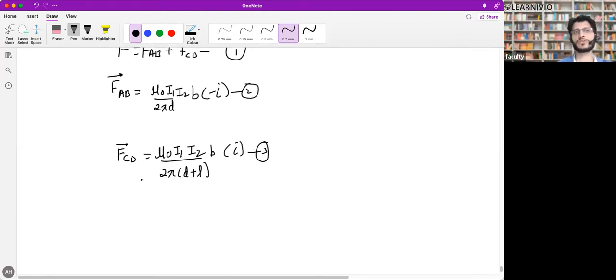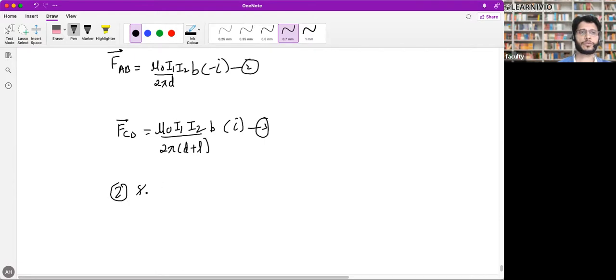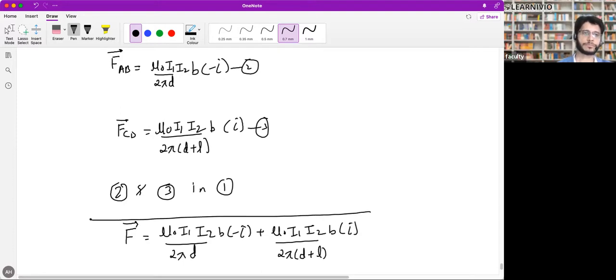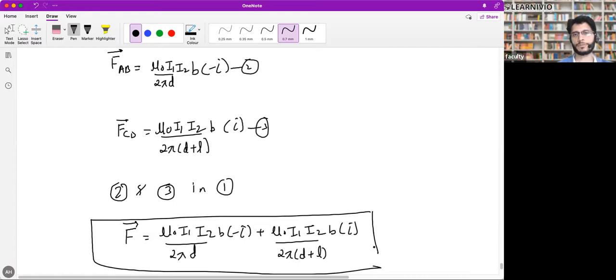So right means I cap. That's it. Just put these values here, 2 and 3 in 1. When you put 2 and 3 in 1, you will get force F is FAB, which is mu naught I1 I2 by 2 pi D into B into minus I cap, plus mu naught I1 I2 by 2 pi (D plus L) into B into I cap. That's the net force.